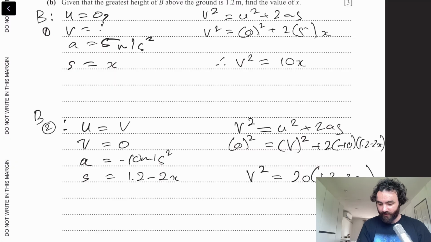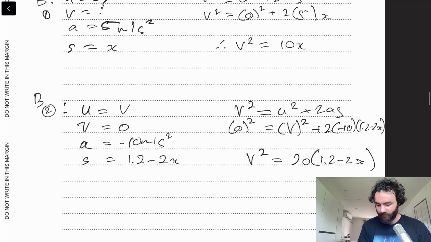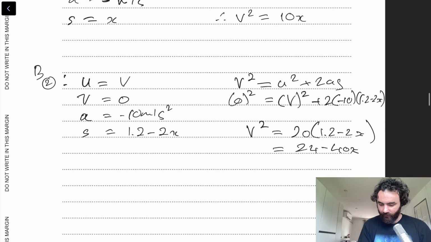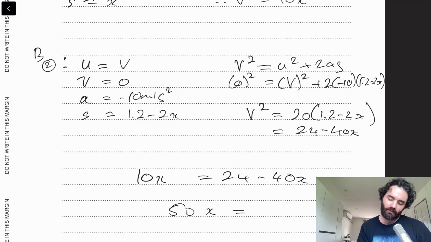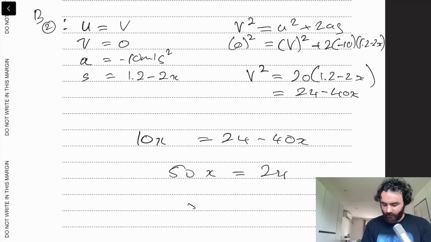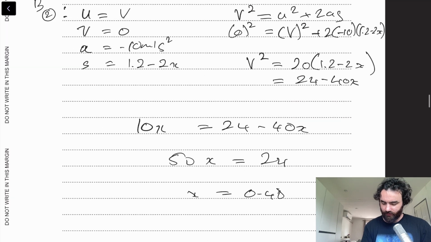So now we have another equation for v squared. 20 times 1.2 is 24, minus 40x. Therefore, if we equate these two things together, we get 10x equals 24 minus 40x. This gives us 50x equals 24. So x equals 24 divided by 50, so 0.48 meters.